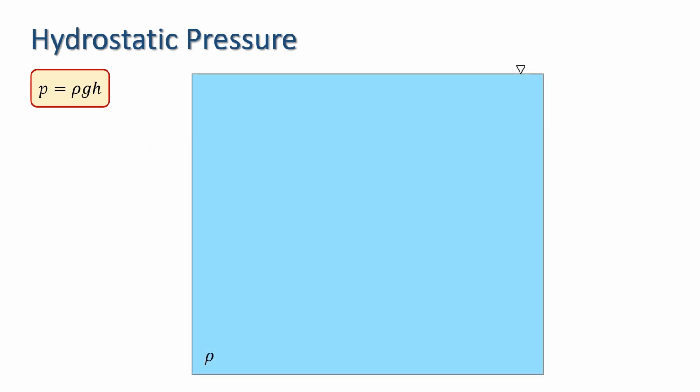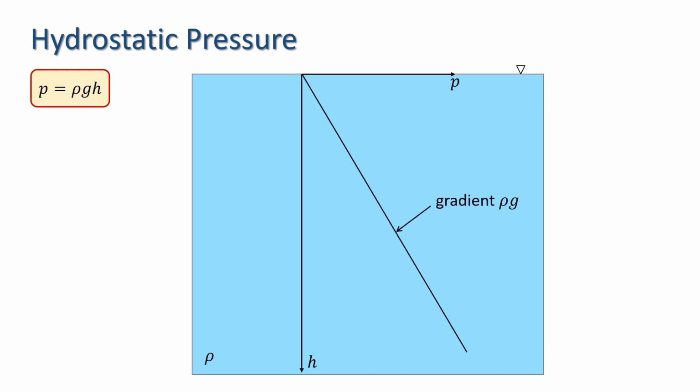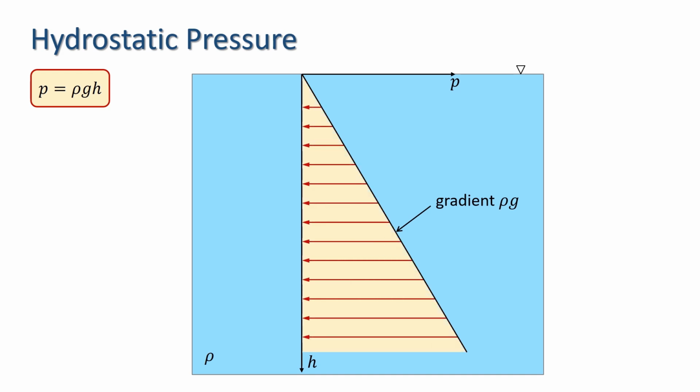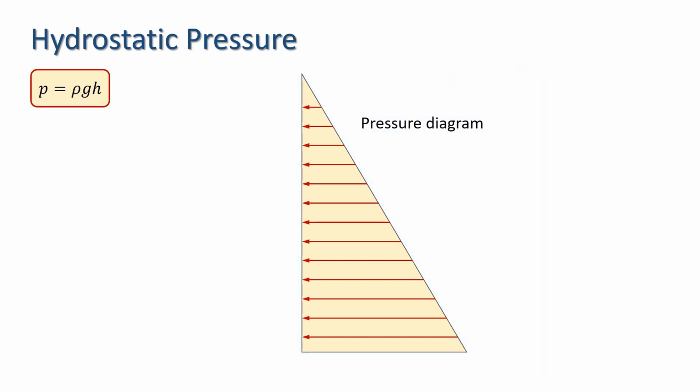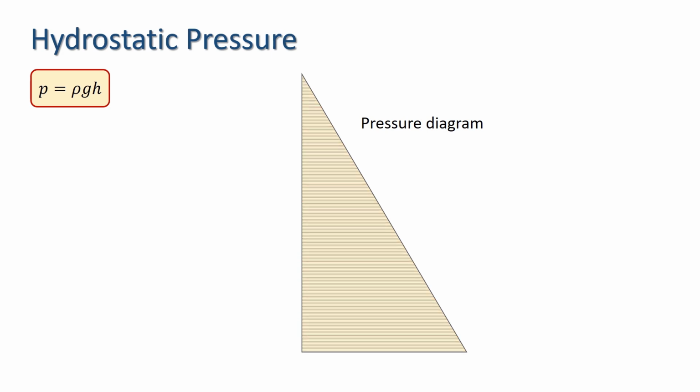Let's have a look at what the pressure distribution looks like. Since h is the vertical distance below the fluid surface, we plot the h-axis downward and the line h equals 0 corresponds to the free surface of the fluid. Plotting p horizontally, we thus have the straight line shown here, which has gradient ρg. This is often represented as a pressure diagram as shown here, where the red arrows indicate the magnitude of the pressure at a particular depth. Pressure diagrams are also often shown like this, without the axes. Or like this, with horizontal lines representing the pressures.